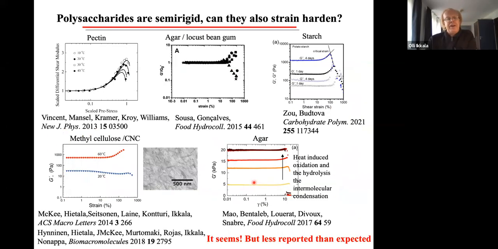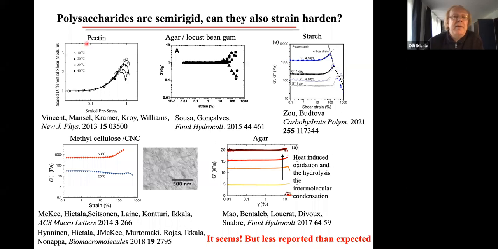And then we ask the question, but aren't polysaccharides also biological molecules? Because we know that they are rather rigid. Yes, indeed, they are. But the curious thing is that there's surprisingly little literature describing strain hardening in polysaccharides. So here is a selection of them.